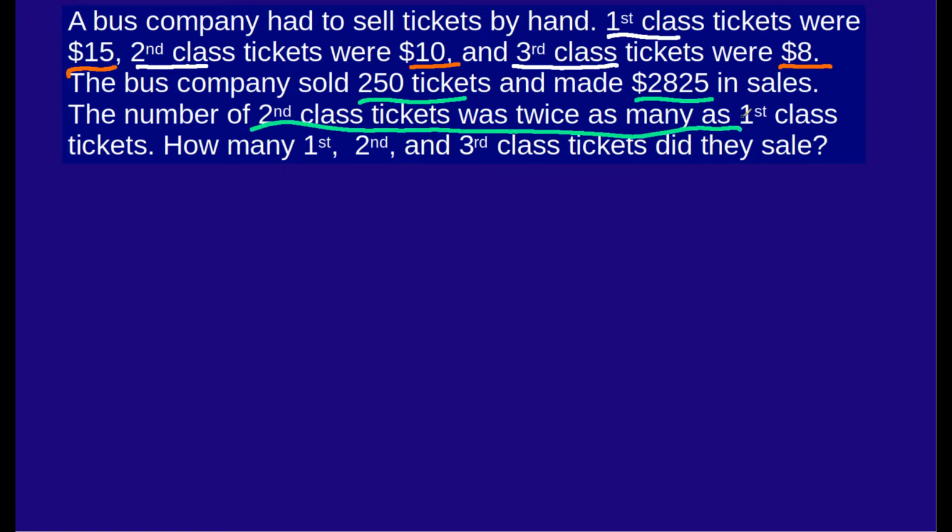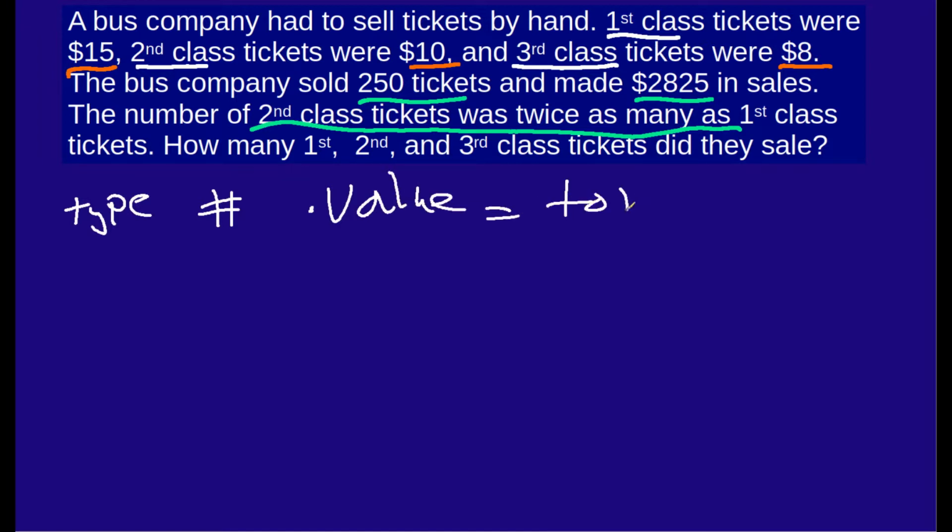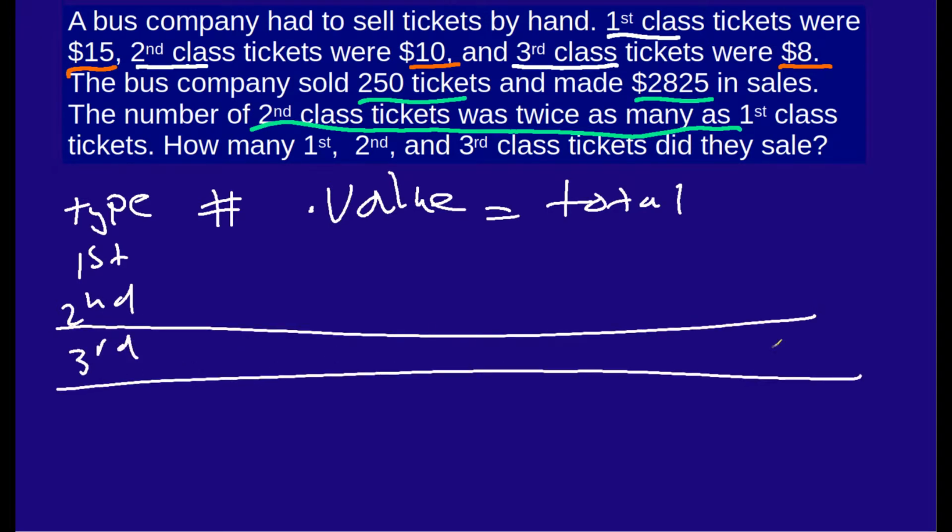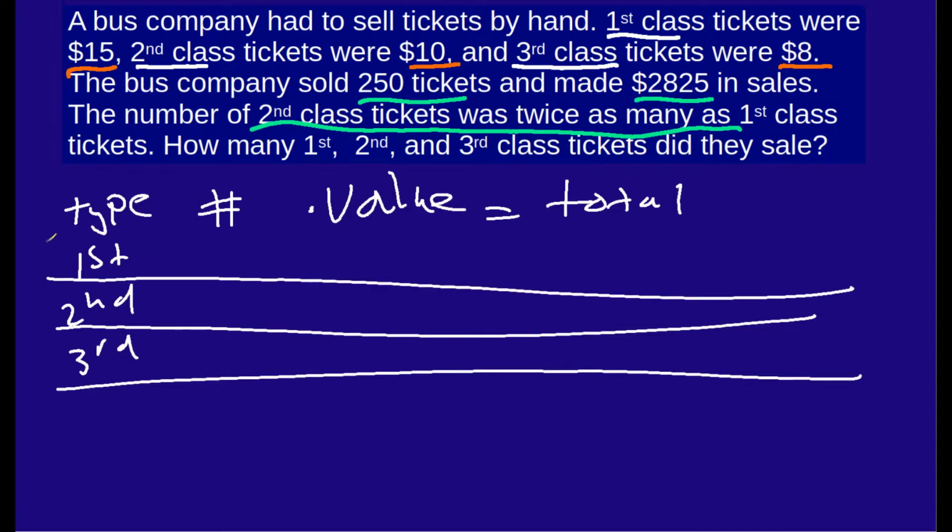Now, whenever you're trying to solve this, it's basically like some sort of a mixture problem, if you will. Let me see if I can make this nice and clear for you. You want to set up your table. So it's going to be type, followed by number, which is going to be like our variables, multiplied by our value, is going to equal our total. That's what's going to happen. And so what we have here is first class, second class, and third class. So let me just go ahead and draw my little table here. Try to make this somewhat neat for you.